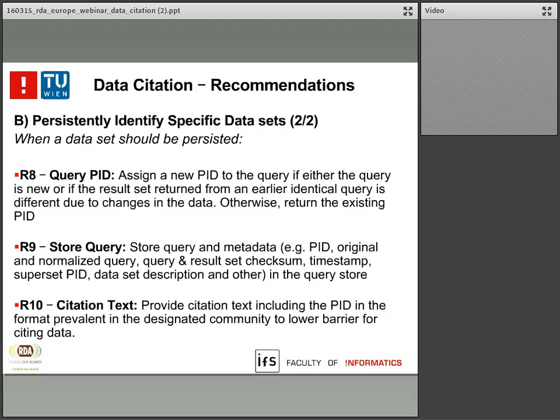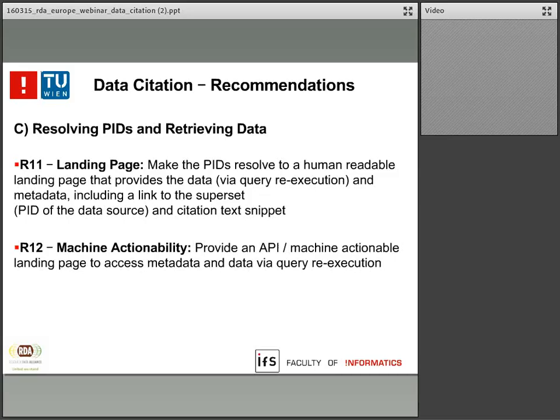Note that for identifying the subset of data, if you want to use it in a machine processable way, the persistent identifier should be enough. So you can basically use the persistent identifier as an input parameter to a processing, to a workflow, to a process, because the persistent identifier should resolve to a landing page, as we will see on the next slide, and that should be machine actionable to allow it to be used directly in machine processable automated ways.